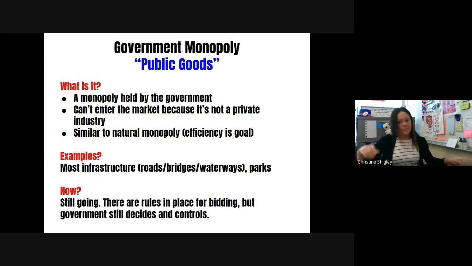So the government will build roads and they'll use private companies to build them, but there's rules in place for bidding that out. So that the government can't just hire the same people all the time, or cut corners and hire shady companies and that kind of thing. So if you're a construction company and you're hired to work on I-94, you're hired by the state of Michigan to do that.